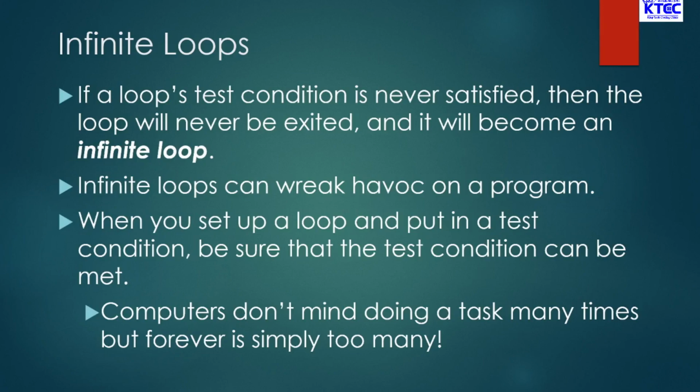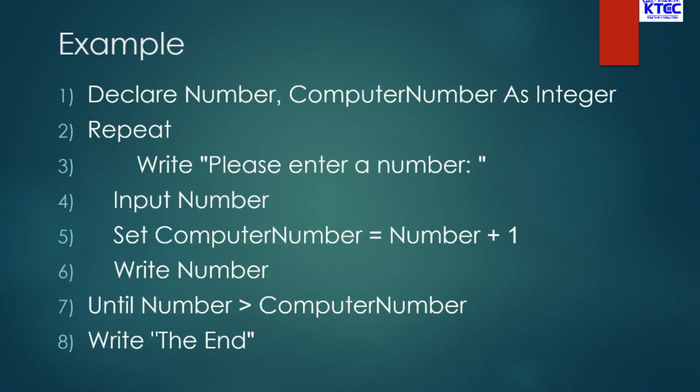Although computers don't mind doing a task many times, forever is simply too many. Imagine you playing a game forever. Even if it's thousands or billions of minutes, you are still playing. You yourself wouldn't even enjoy the game. So there must be a limit for everything. That is what we are talking about here. If a particular game or program has no limits, no condition which says that when it is met, it should stop, then it becomes an infinite loop. So that is that.